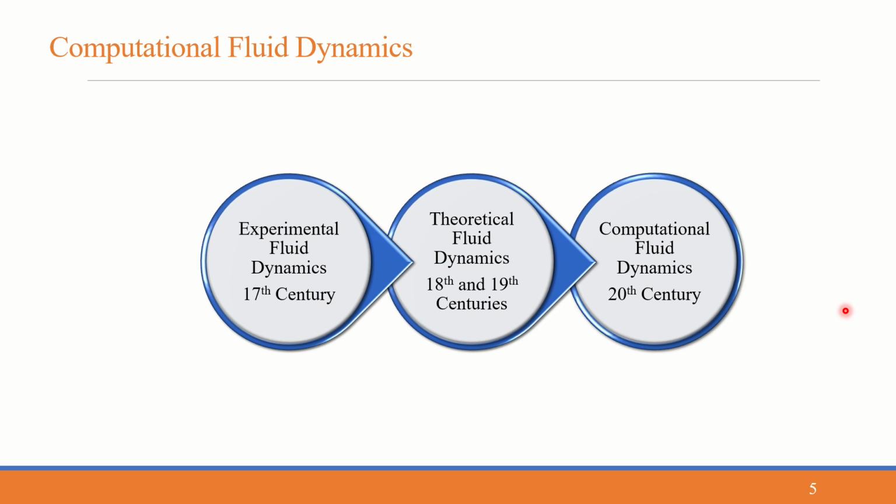So in the 17th century, experimental fluid dynamics was very prevalent, and we got so many findings from there as well, but with a lot of difficulties. People were doing a lot of things, and a lot of research works were developed, which again led to theoretical fluid dynamics in the 18th and 19th centuries, wherein we developed theories behind fluid dynamics, and equations were written, and all those things happened.